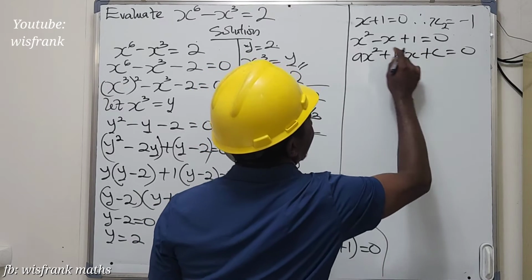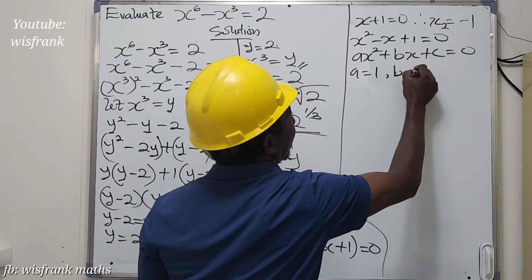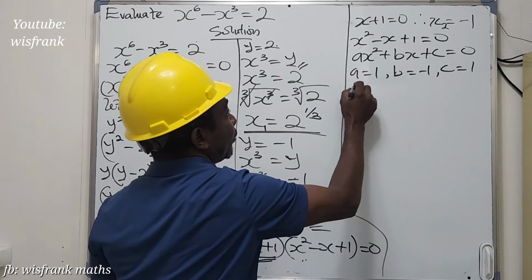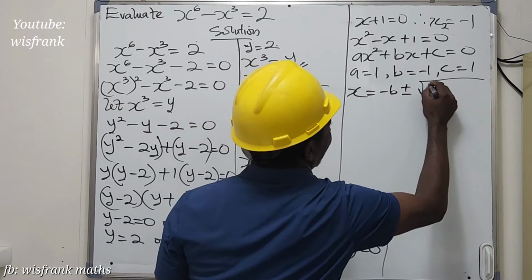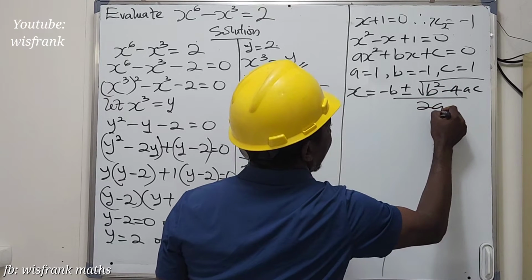So this is in the form ax to the power of 2 plus bx plus c equals 0. So in this case, our a equals 1 and our b equals minus 1, then our c equals 1. The quadratic formula is in the form x equals minus b plus or minus square root of b squared minus 4ac all over 2a.